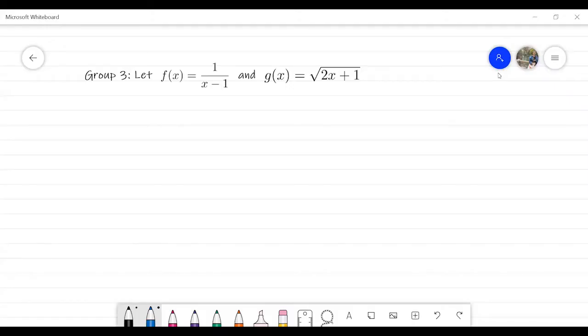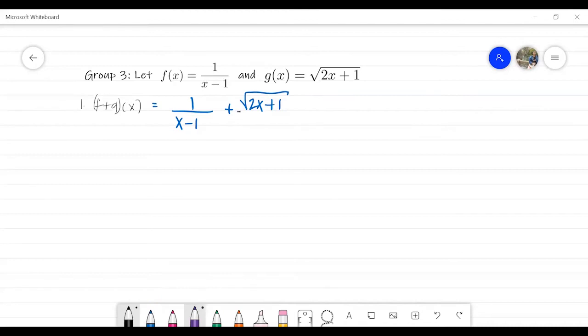Okay, so we want to do the same thing with these functions. They're a little bit more complicated this time. So if we go down the list, let's look at their sum first. Let's look at f plus g of x. And that is going to be 1 over x minus 1 plus square root 2x plus 1. They won't have a lot in common, and that's fine.